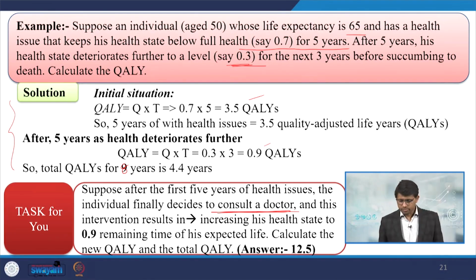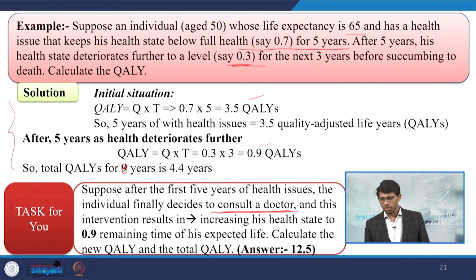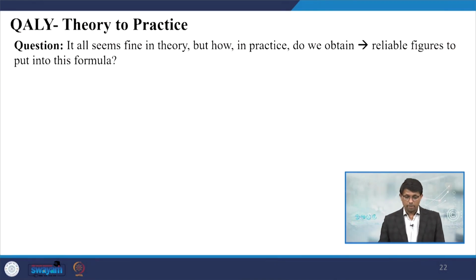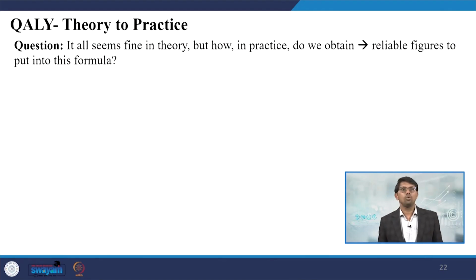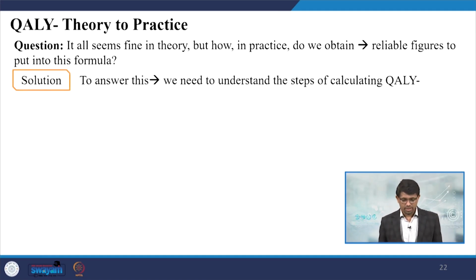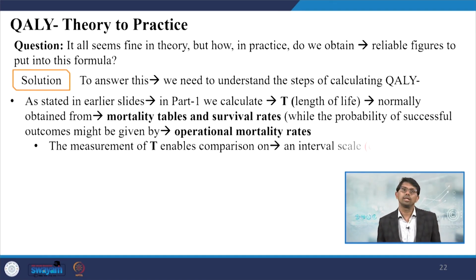You can just see the new QALY will be 0.9 times its years, and by adding both contexts, that is 12.5 QALYs. So, we are now moving from theory to practice. It all seems fine in theory, but in practice how do we obtain reliable figures to put into this formula? To answer this, we need to understand the steps in calculating QALY.